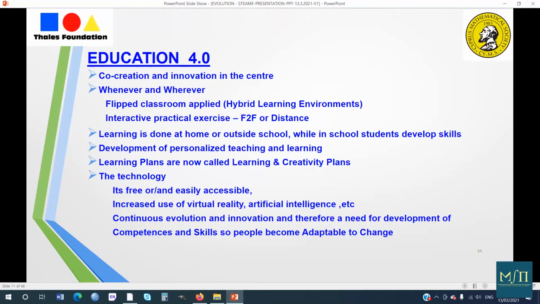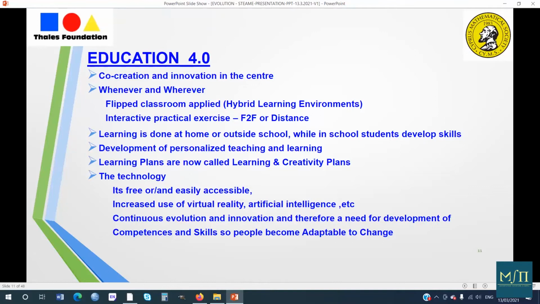Increased use of virtual reality, artificial intelligence, etc. So things we cannot see in our lives, we would be able to see them through virtual reality and feel the environment of such virtual reality and experience. We may have virtual reality rooms in our schools in the future. Continuous evolution and innovation, and therefore a need for development of competences and skills so people become adaptable to change. People should become adaptable to change.